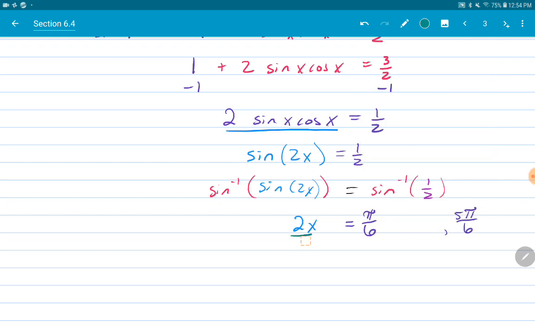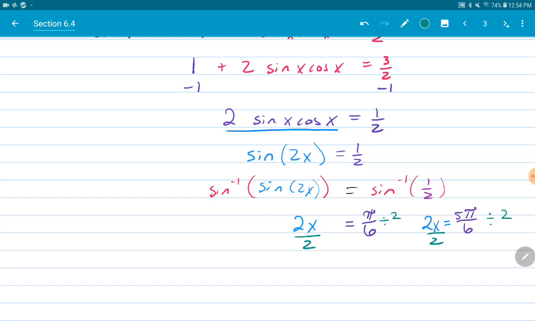Actually, you know what? Before I do that, I'm going to set this up as two equations so that we can see a little better. So one solution is 2x equals pi over 6. The other solution is 2x equals 5 pi over 6. Now, divide each of these by 2. And I'm going to do it like this so that I can see what happens to that fraction a little bit better.